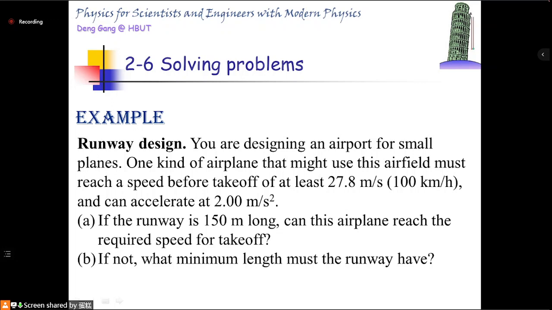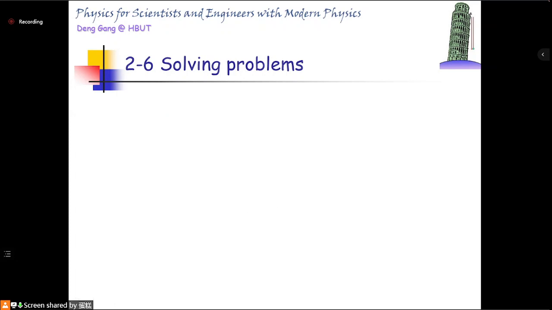So if the runway is 150 meters long, can this airplane reach the required speed for takeoff? That's the first question. The second, if not, what minimum length must the runway have? So let's check the first question. According to our method, we have read this problem, and maybe you should read it again. If the runway is 150 meters long, is that enough?